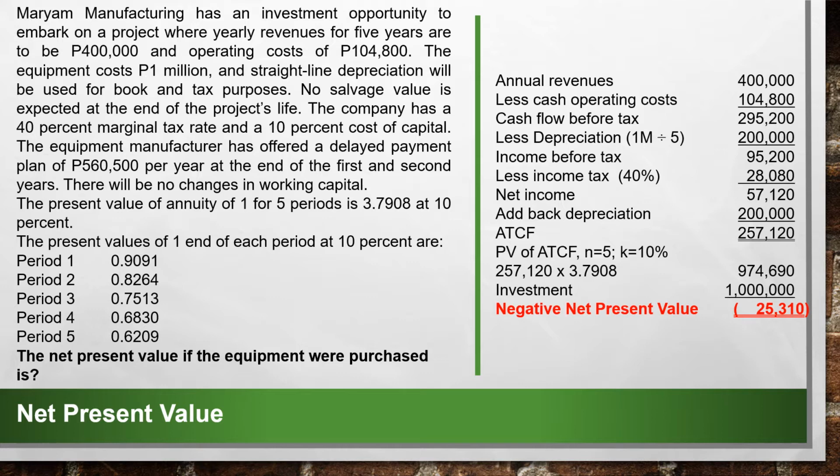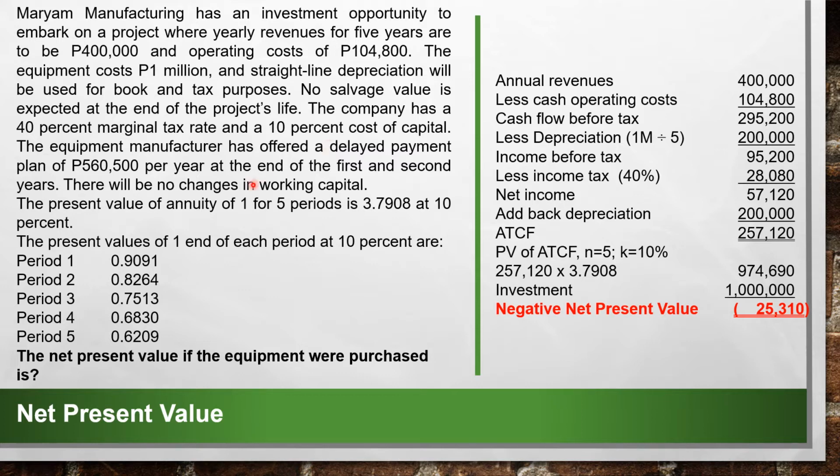Okay, so we have here a sample problem. Maria Manufacturing has an investment opportunity to embark on a project where yearly revenues for 5 years are to be 400,000 and operating cost is 104,800. So the project life is 5 years. The equipment costs 1 million, and straight-line depreciation will be used for book and tax purposes. No salvage value is expected, and the company has a 40% marginal tax rate and 10% cost of capital.